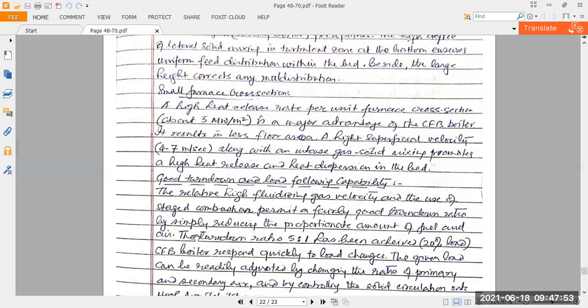The relatively high fluidizing gas velocity and the use of staged conversion permit a fairly good turn down ratio by simply reducing the proportionate amount of fuel and air.